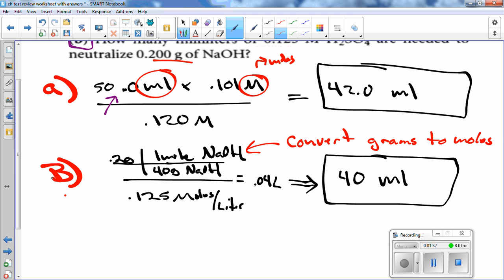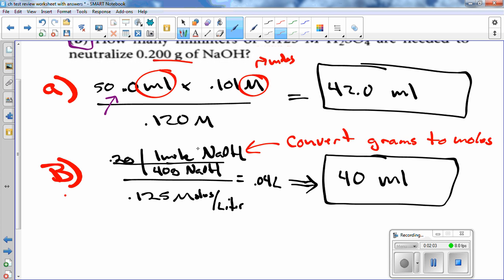figure this out. So what I did here, and it might look pretty ugly on your printed paper, is I converted your 0.2 grams to moles by dividing it by the molar mass of NaOH. Then I have moles on top. I'm going to divide by molarity, which is 0.125 moles per liter. I wrote that out specifically instead of just a capital M.